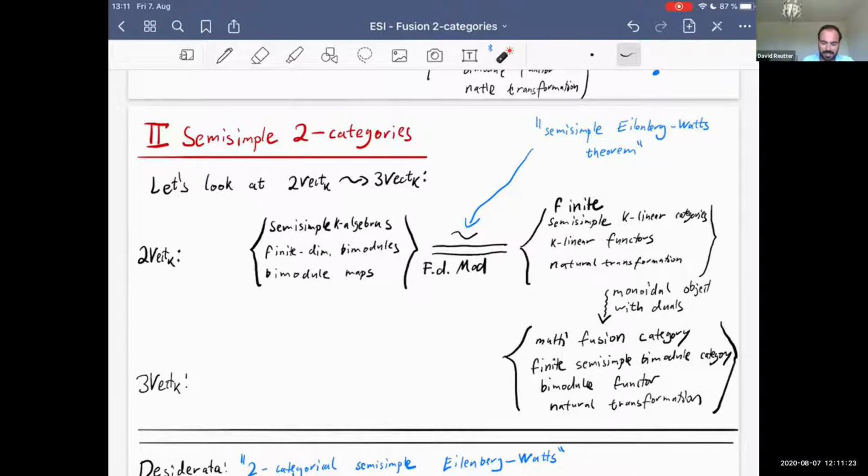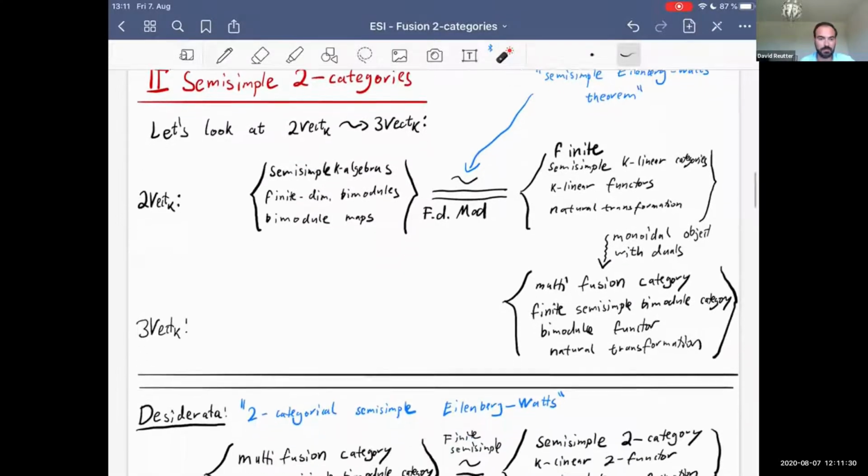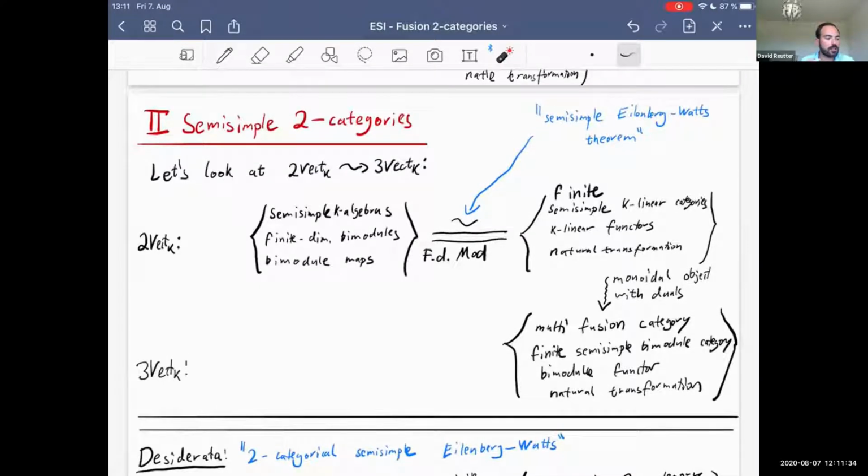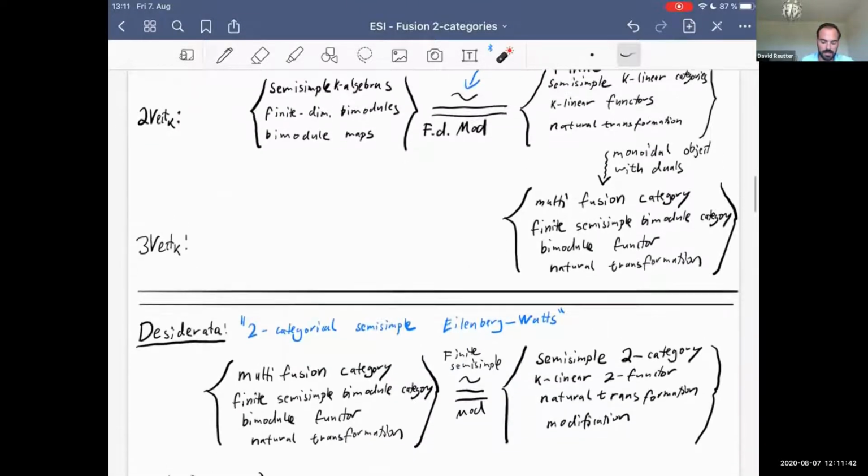And this is essentially what's known as the Eilenberg-Watts theorem, which tells me functors are represented by bimodules and vice versa. And basically the desiderata to get a notion of what a semisimple 2-category should be is precisely aiming for such an Eilenberg-Watts theorem. So this is our desiderata.